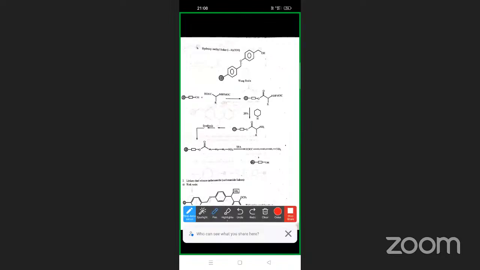Okay, and next linker is the hydroxymethyl linker. This is also called the Wang resin, which has this particular ether linkage and the hydroxymethyl group. In the previous one, it has the chloromethyl group, and in the Wang resin, the reactive functional group is the hydroxymethyl group.